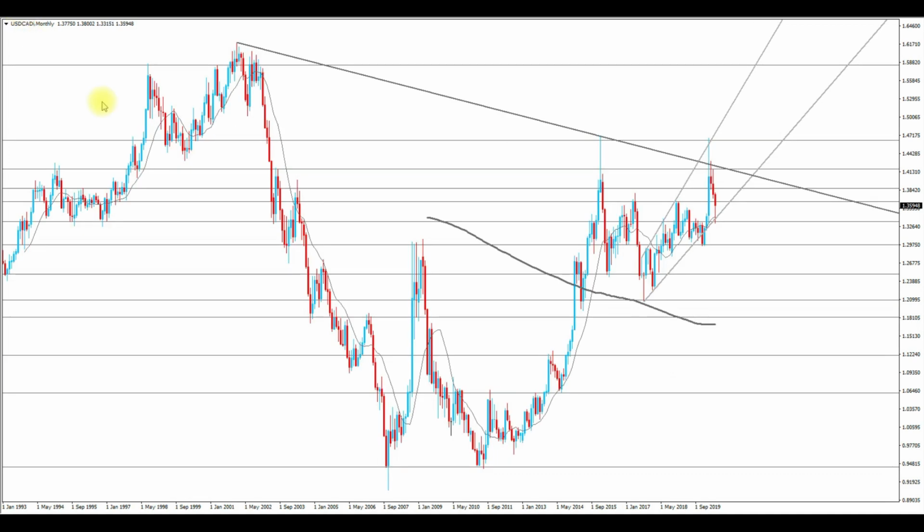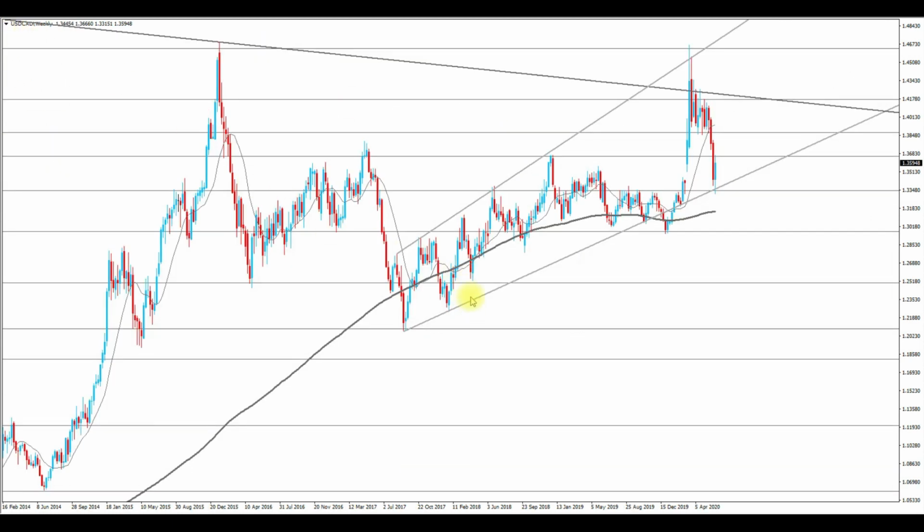So if we go to the monthly, we can see that we have this longer trend line here, this monthly trend line. So we can see that price has tested it once here, a second time here, false breakout there, and again here. So price has been respecting this trend line quite well.